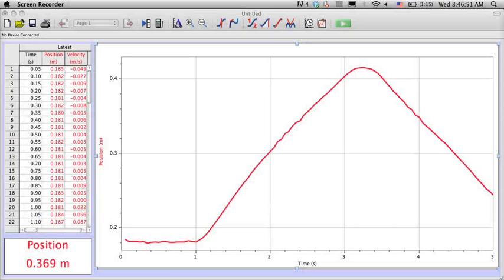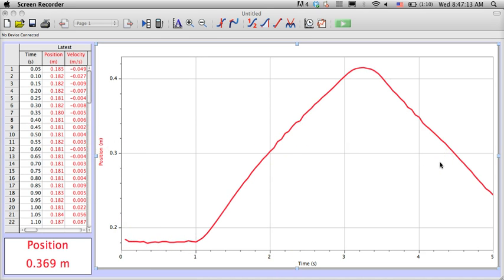Hello everyone, today we're going to be looking at how to analyze a graph using a Vernier LabQuest. To do this, first you're going to need to take some data. I collected this data using a LabQuest and a motion detector, and I just had a cart move back and forth in front of the motion detector, which created this nice graph of position versus time for me.